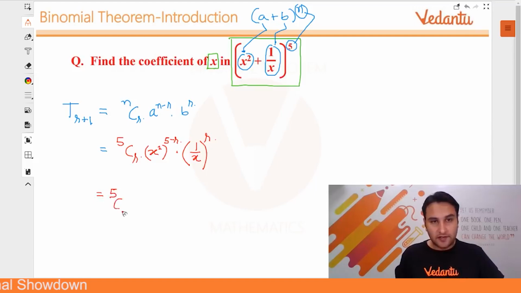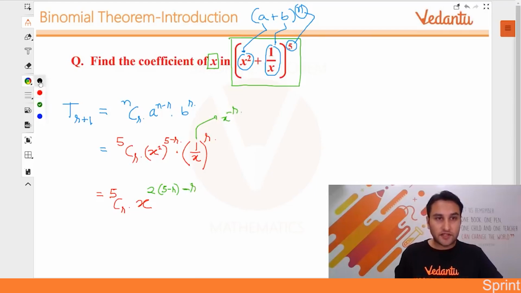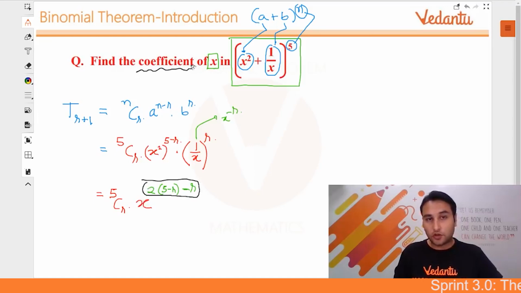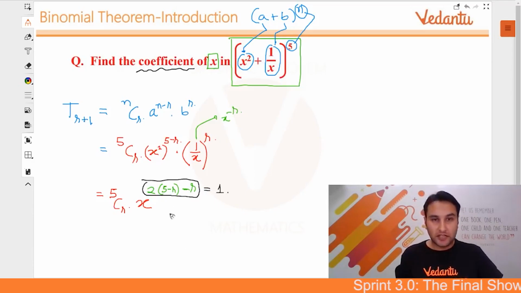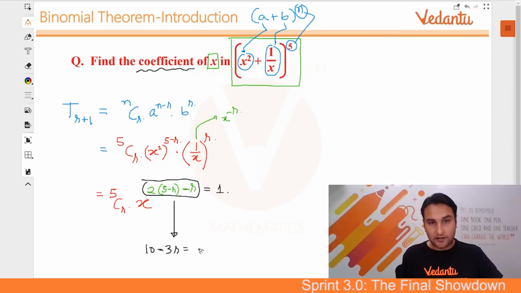Simplify करो. 5Cr, take the values of x in the power, combine the powers. ये कितना हो जाएगा? 2 times 5 minus r. ये कितना है? This is x की power. Can you write this as x raised to power minus r? Now what the question says? Question says that the term, you want the coefficient. You don't want the term, you want the coefficient of x. So basically you want to make this power as 1. You want to make this power as 1. So basically what you're trying to do here, you're trying to say 10 minus 3r is equal to 1.